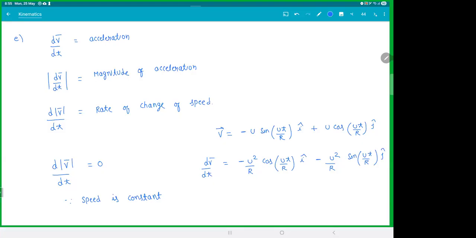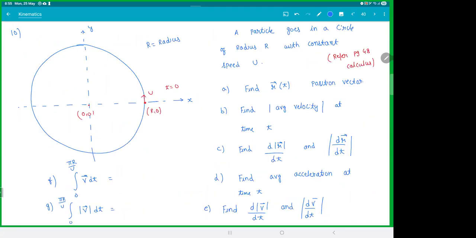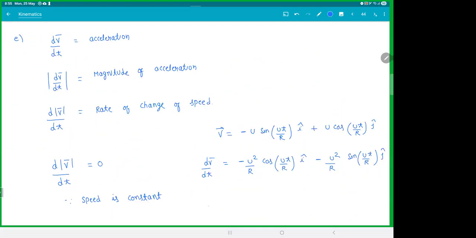Jacob, there. Did I ask you mod or only dv by dt? I asked you mod. So mod of dv by dt, sine square plus cos square is anyway 1, so that would be u square by r. Check. That's the difference. D mod v by dt, mod of dv by dt. Putting that mod inside and outside will change your whole answer. They mean completely two different things. Any doubts on this?